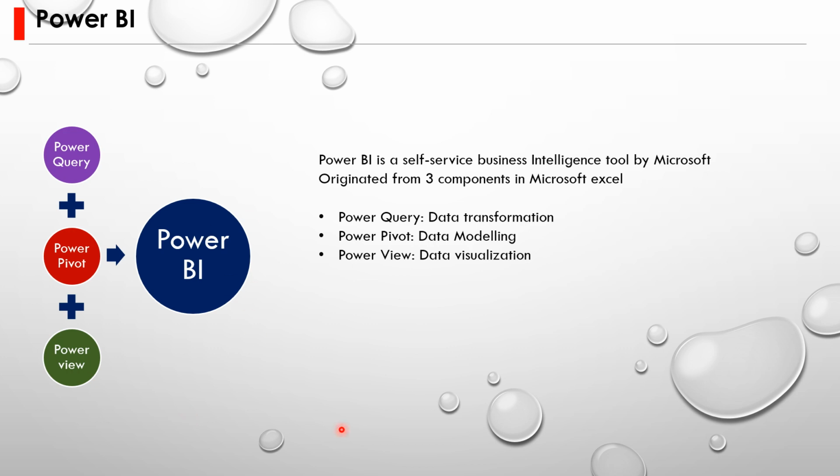Power Query is for data transformation, so cleaning up your data. That is the ETL, extract, transform, and load. That is what you use Power Query for. Then Power Pivot is for data modeling, so creating data marts or data cubes, just modeling your data, connecting them together. While Power View is data visualization.